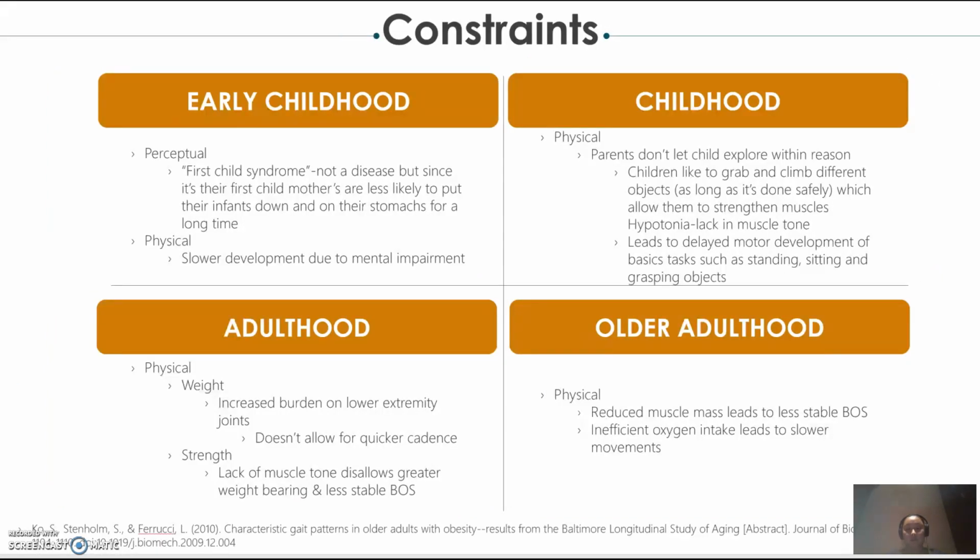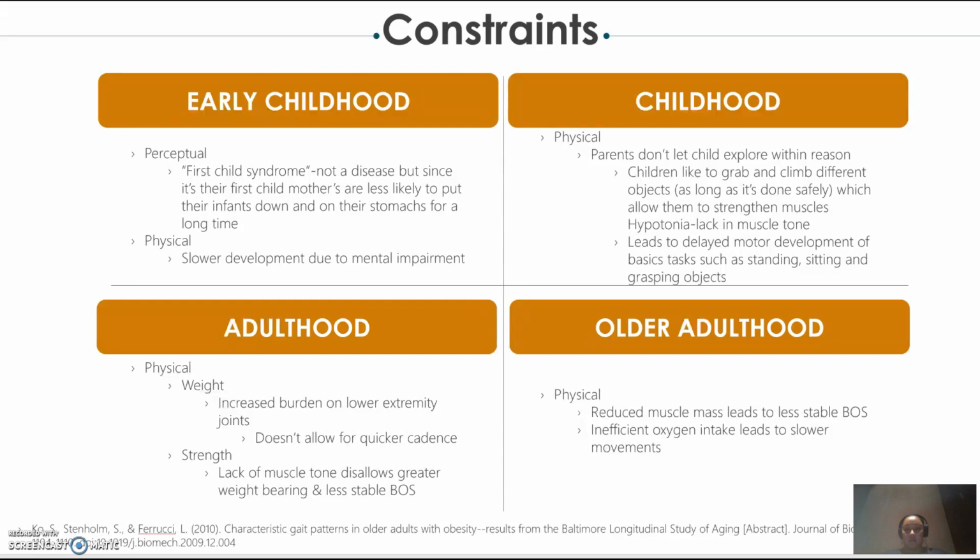And there are also certain constraints related to each person. During early childhood, a perceptual one is called first child syndrome. Now, this isn't a disease, but this tends to happen to the first child of parents. The first child's mother or father is less likely to put their infant down on their stomach for a long time because it's their first child, they want to protect them. And a physical constraint is slower development due to mental impairment.